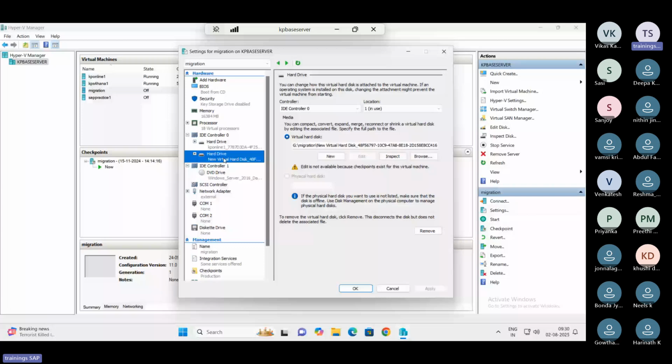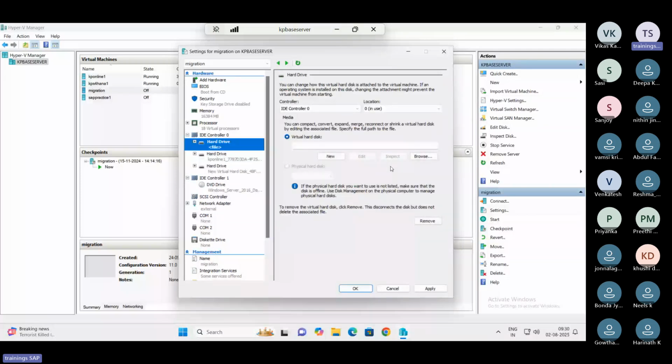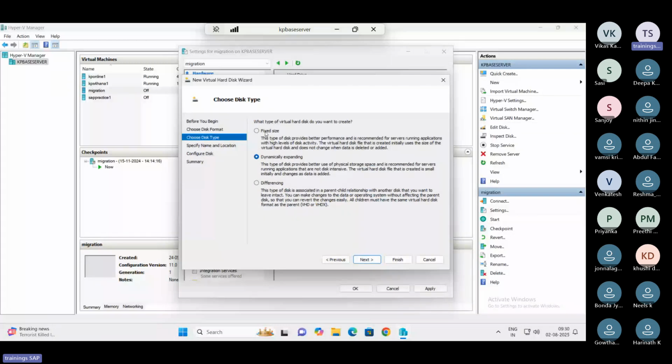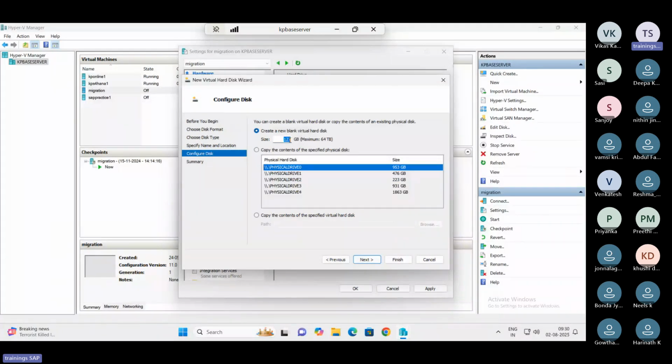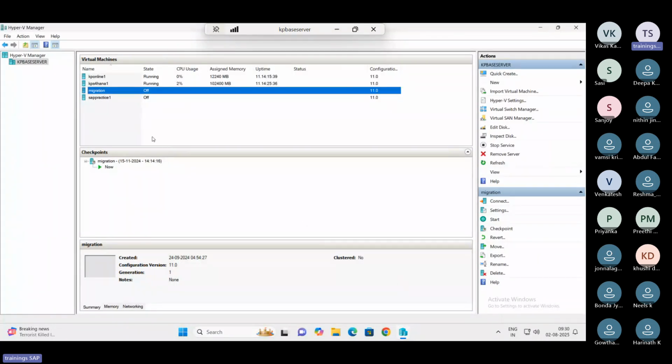If they want to add one more disk, they can click the create button and create a new disk, new hardware, either dynamic or fixed size. They will create it here, choosing how much you want to take, either 127 GB or 130 GB, or increase the existing 1 terabyte to 2 terabytes. Whatever you want to increase, they will increase it here. But in real time, on-premises, the system should be stopped.